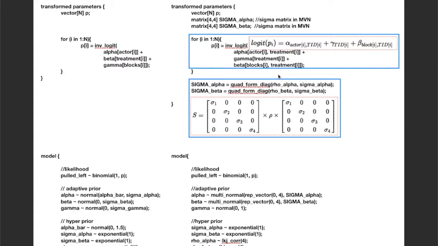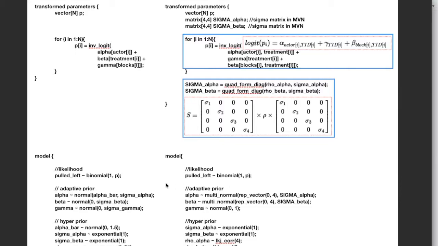In the transformed parameters part, we calculate the p for each row of the data using a for loop, and construct the covariance matrices sigma alpha and sigma beta using the quad_form_diag function. Calculating p here is pretty much the same as calculating p in chapter 12, but be careful: we now have two different indexes, one for actor and one for treatment. The last part is the model block.